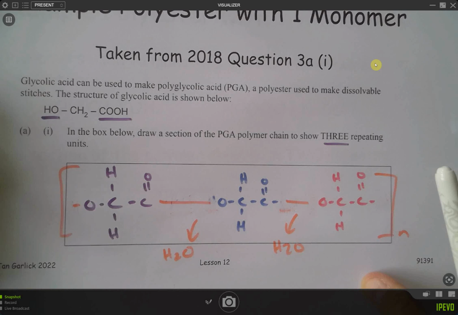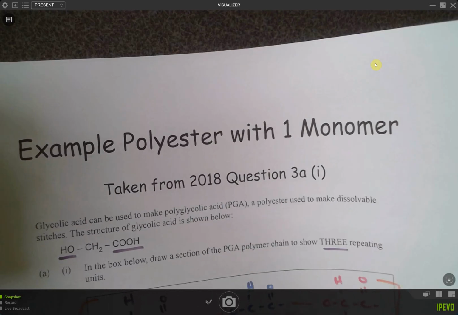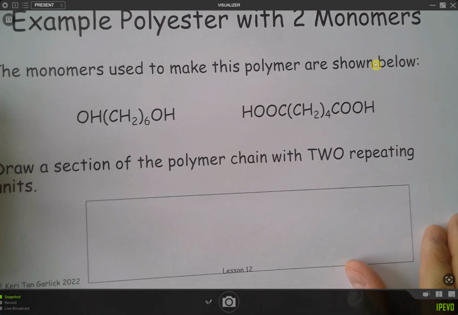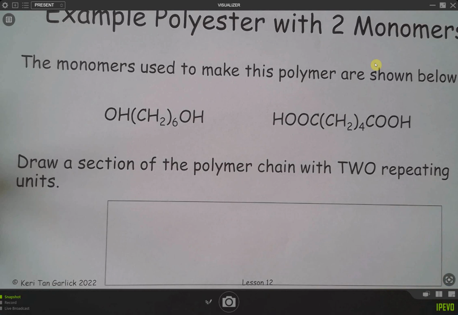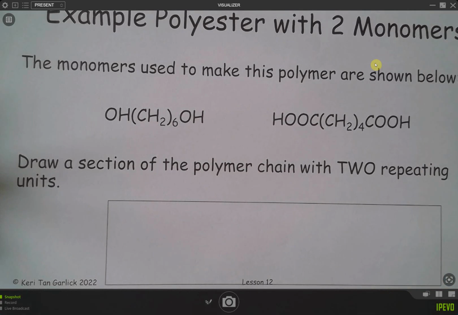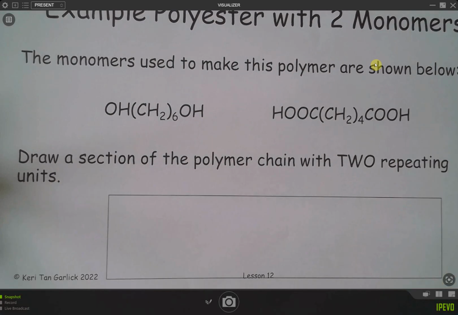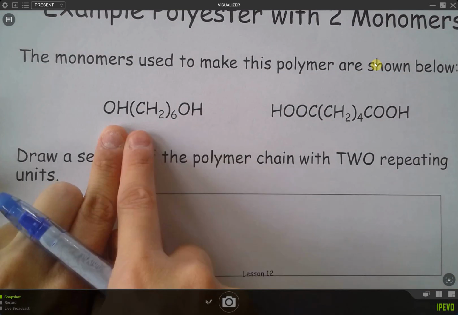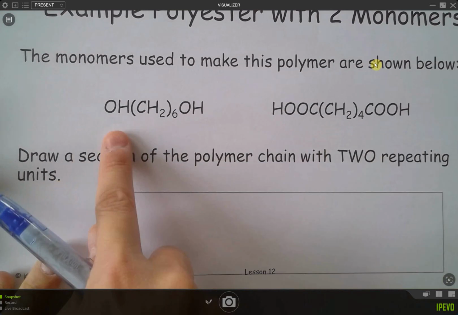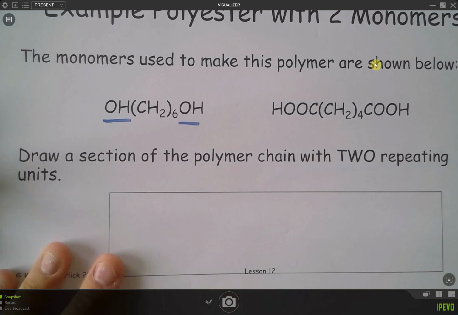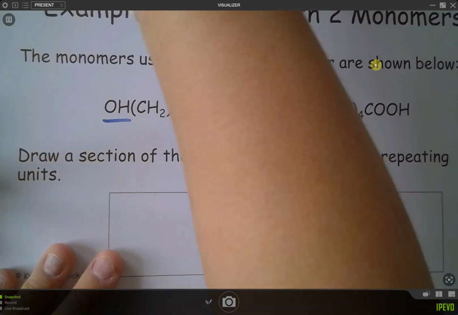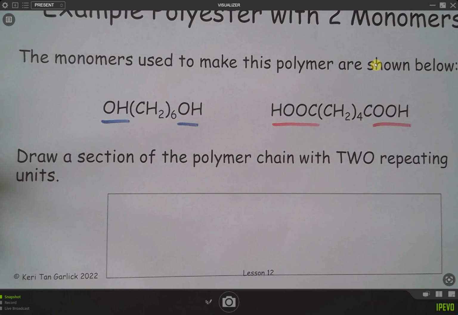Okay. This case, we are dealing with 2 monomers, and we're doing 2 repeated chains. So we need to show how it's repeating. So basically, if it says 2 repeated chains and I have 2 monomers, I should be drawing 4. In this example here, these two monomers are different. We have a diol, so it has alcohols on both ends. And in this case over here, we have a carboxylic acid on both ends. Are we good so far?